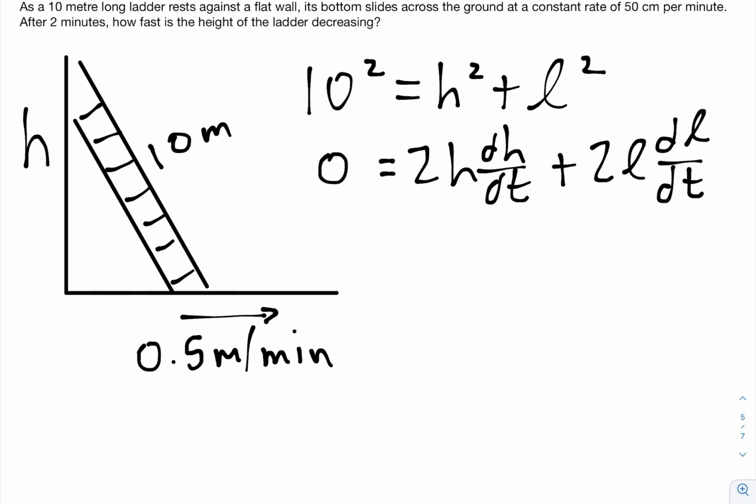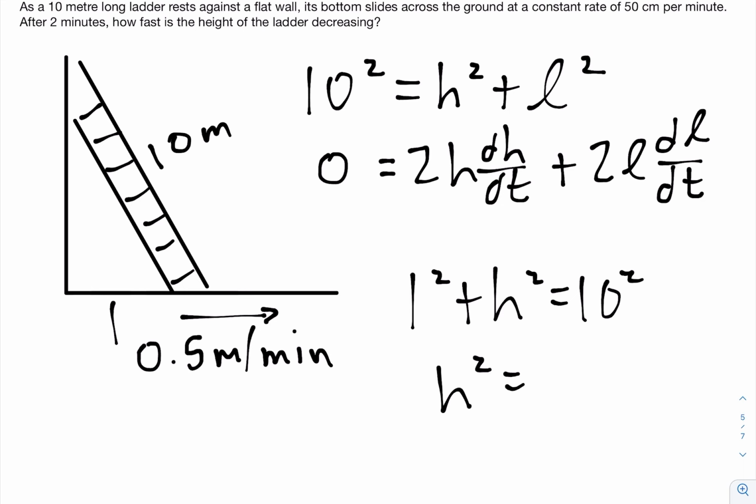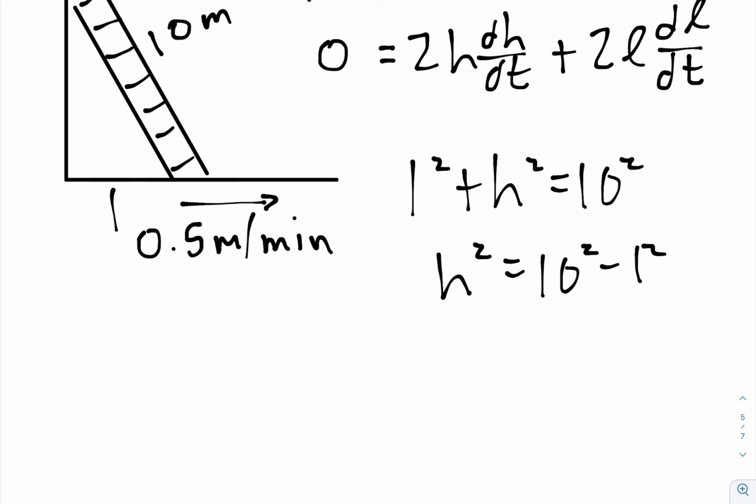So instead of L, I'll just put 1. And then we can use Pythagoras' theorem here because we know that 1 squared plus h squared will equal 10 squared. Okay, so if we move this 1 squared over, h squared is going to be 10 squared minus 1 squared. So this will be 100 minus 1. So 100 minus 1 is 99. So h is going to be the square root of 99.